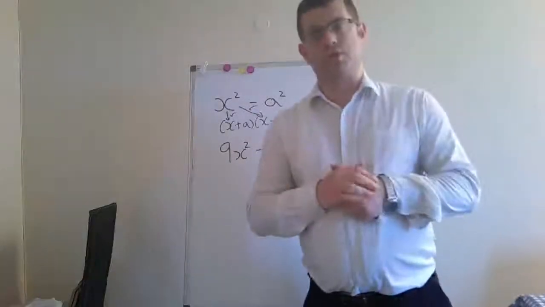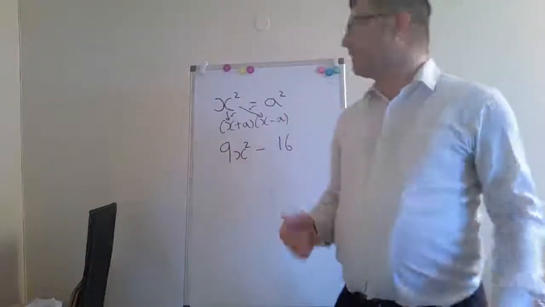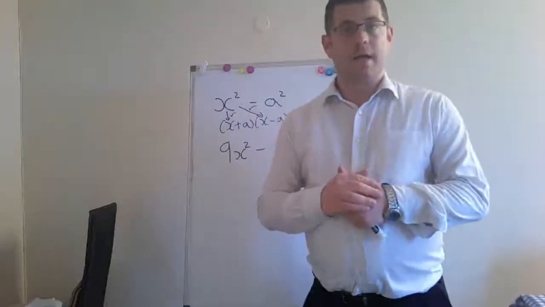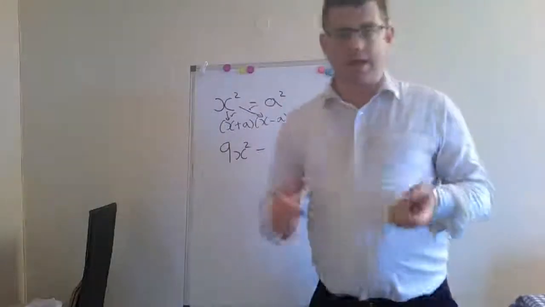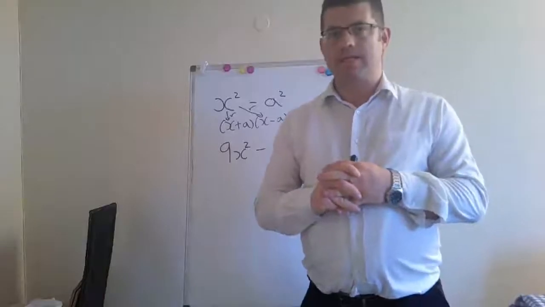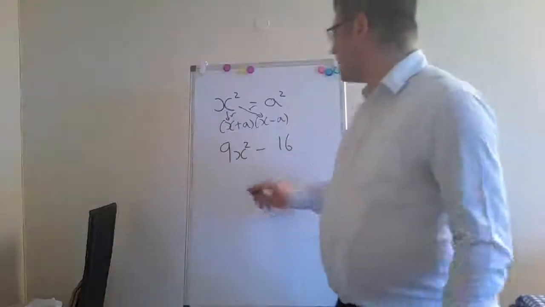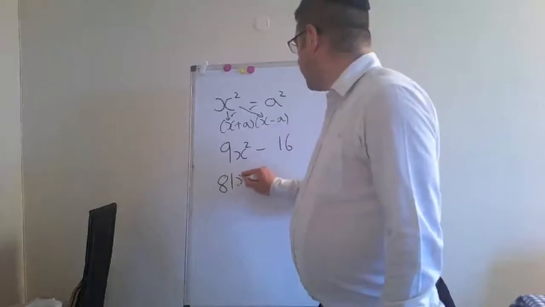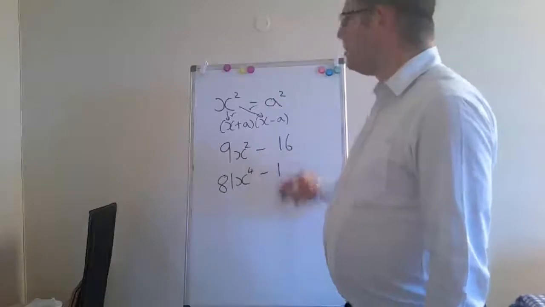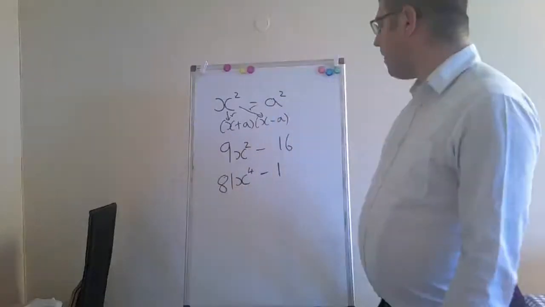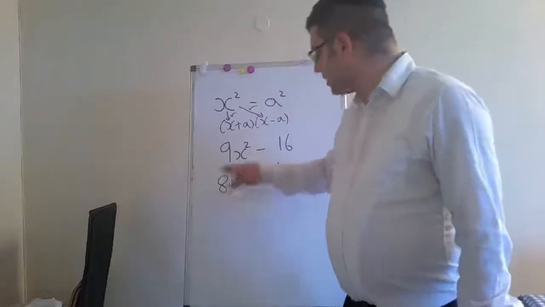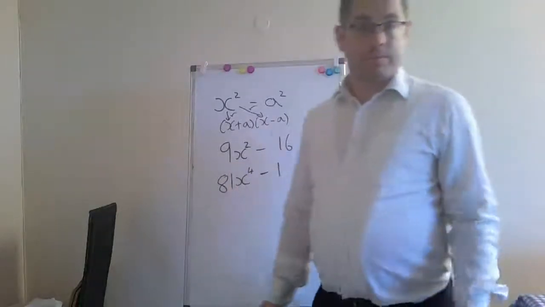Now the next logical stage with the difference of two squares is to consider factorising an expression that actually isn't necessarily squared. But the point is, the difference of two squares is something that can be square rooted. It doesn't have to be necessarily the power 2. So let's take, for example, 81x to the power 4 minus 1. Now, to do this, you're going to square root this and square root this because it's the difference of two squares. Okay, it's the difference of two things.